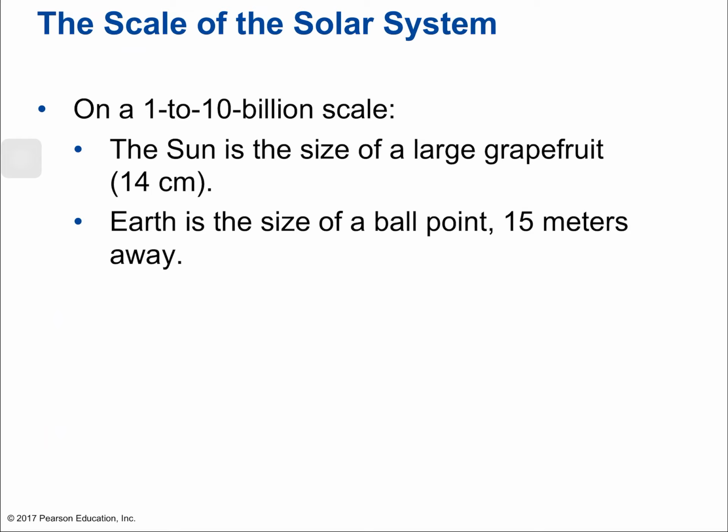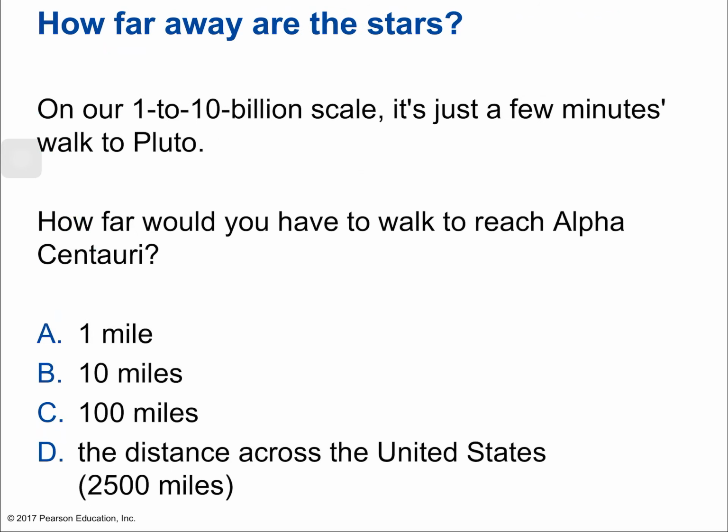On a 1 to 10 billion scale, the sun is the size of a large grapefruit. As we said, Earth is the size of a ballpoint, 15 meters away, all right? So 15 meters away, well, that's like 45 feet. So you've got the grapefruit, and then you've got a little ballpoint 45 feet away. And all that's between, besides just emptiness, is Venus and Mercury. So we see the solar system is very much just empty space. On a 1 to 10 billion scale, it's just a few minutes walk to Pluto.